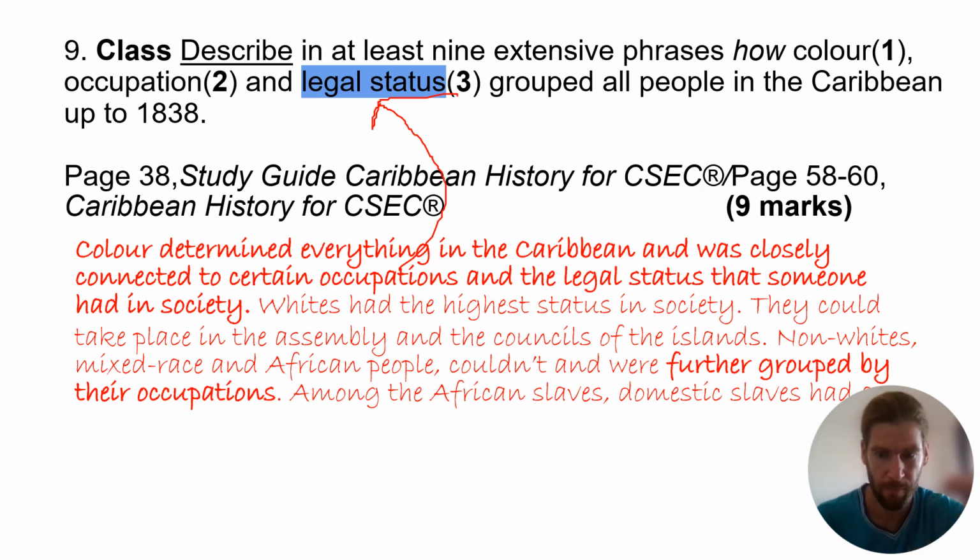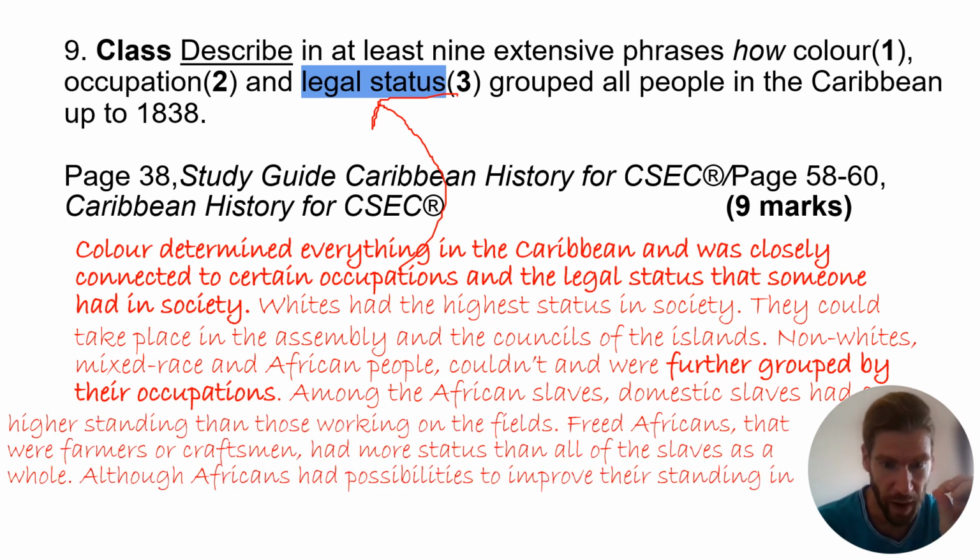Non-whites, that was a big group in the middle and at the bottom, mixed race and African people, couldn't take part in the assemblies of the Caribbean, couldn't be chosen, couldn't elect, and were further grouped, divided by their occupations. Among the African slaves, domestic slaves had higher standing than those working on the fields. So amongst the African slaves, there were further divisions determined by your occupation as a slave.